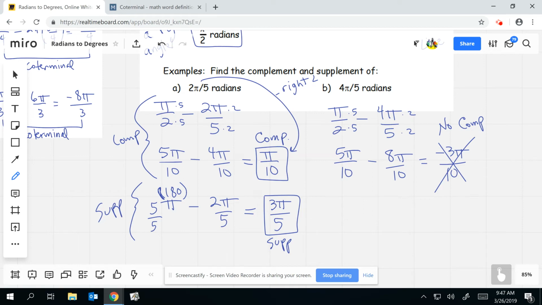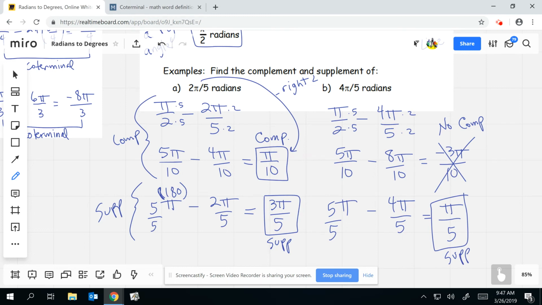Now you've got your pi minus your 4 pi over 5. And again, you can put 5 pi over 5. You're going to get 1 pi over 5. That does have a supplement. It is not past the 180, so you do have a supplement. If it was past 180, you wouldn't have a complement or a supplement. If it's already in a reflex angle, you don't have any of them. But that one does have a supplement.